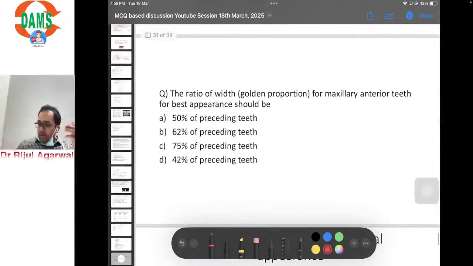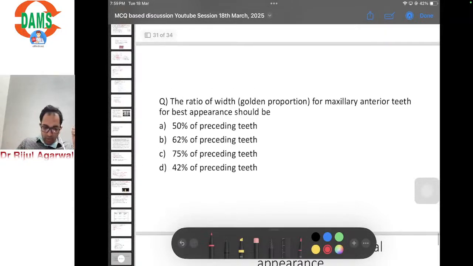Okay, I move ahead. If anyone has a doubt, because I have to end the session as well, and I want to show you one image as well, so I'll just share. The ratio of width for maxillary anterior teeth for best appearance should be 50% of preceding, 62%, 75% or 42%. What is the correct answer?